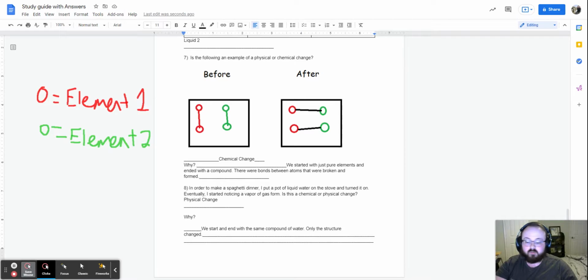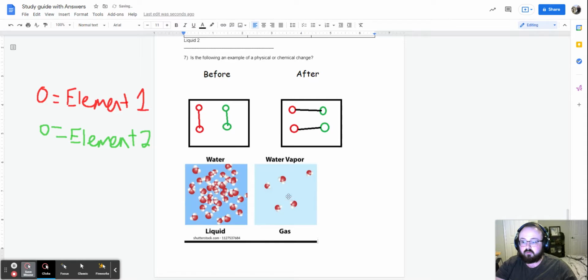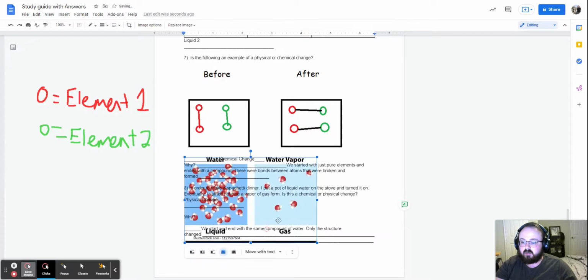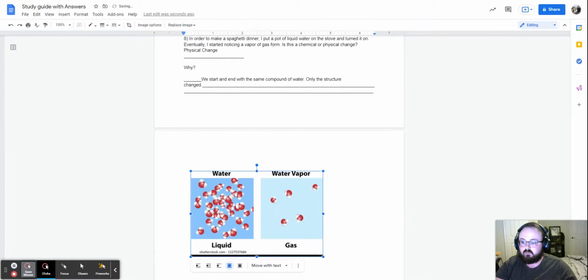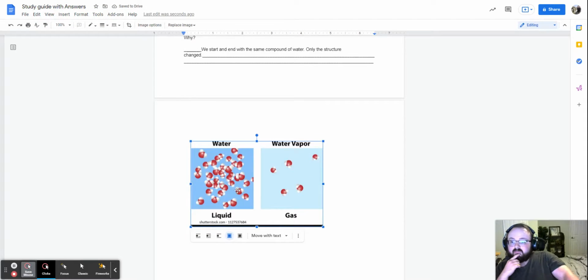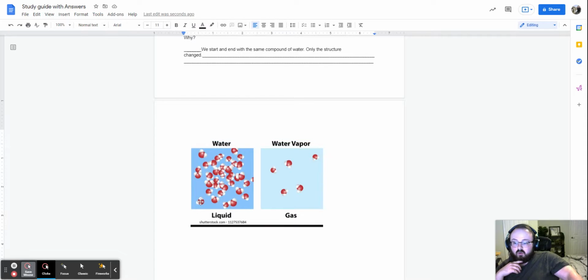I'm going to pull in another image here. Let me open this up. Right, so here's our example. I'm going to just scroll down here. All right, so here in the liquid, this is our liquid. Each one of these is a water compound, right? This is all water. And we can see in the gas, the structure has changed.